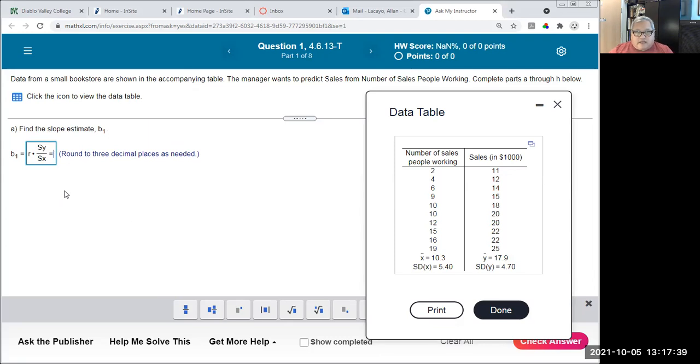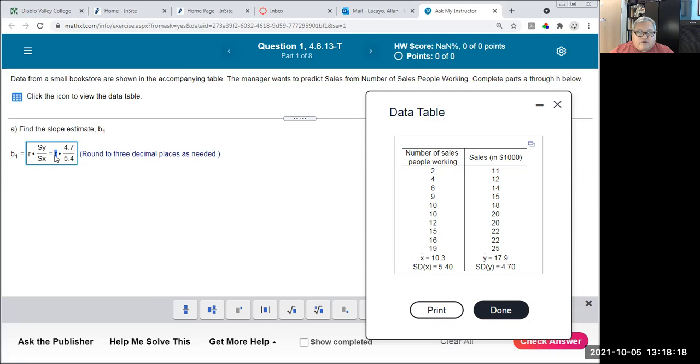So to do that, I would have to calculate the correlation coefficient of the model somehow. I'm given the standard deviation of Y and the standard deviation of X, in people and in thousands of dollars. So 4.7 is $4,700 per salesperson, per 5.4 salespeople. So I would multiply 4.7 times R and divide it by 5.4.